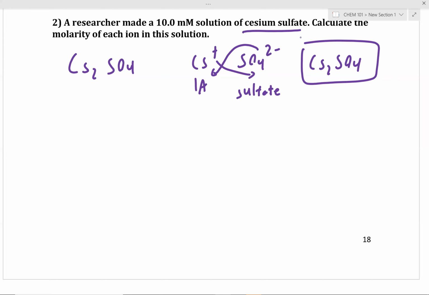So now that we have the formula, you're able to do mole-to-mole conversions using our formula ratio. So I'll give you a few moments to work on this, and then we'll come together as a group to discuss.